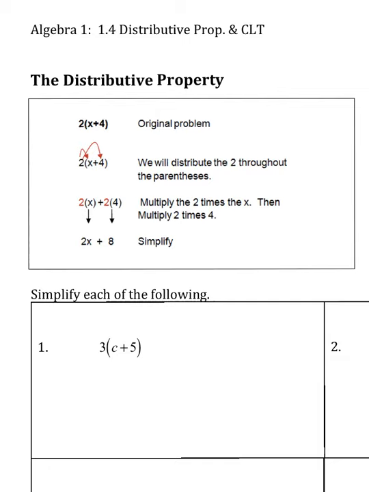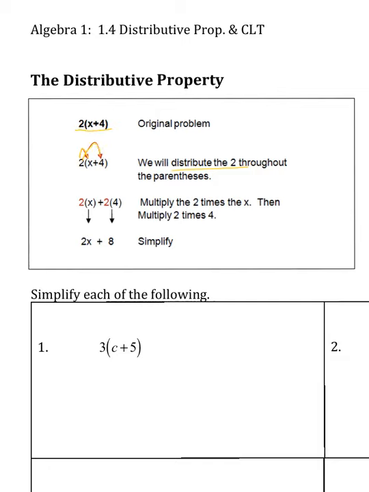So here's the original problem. 2 times x plus 4. Now, order of operations says you do stuff in the parentheses first, but you cannot add x and 4. They're different things. So what you do is you leave it, okay? Now we're going to multiply everything in the parentheses by the 2. We're distributing the 2 throughout. So it's 2 times the x, see that one, and then 2 times the 4.